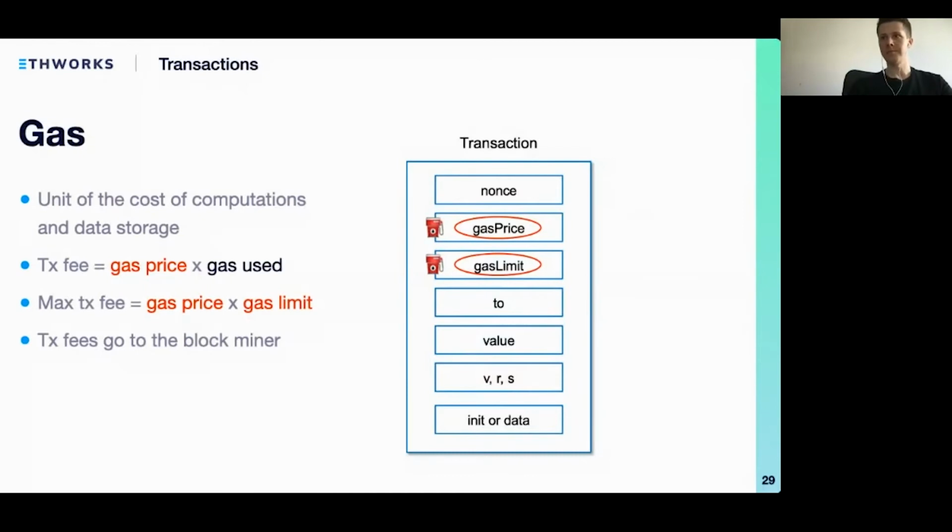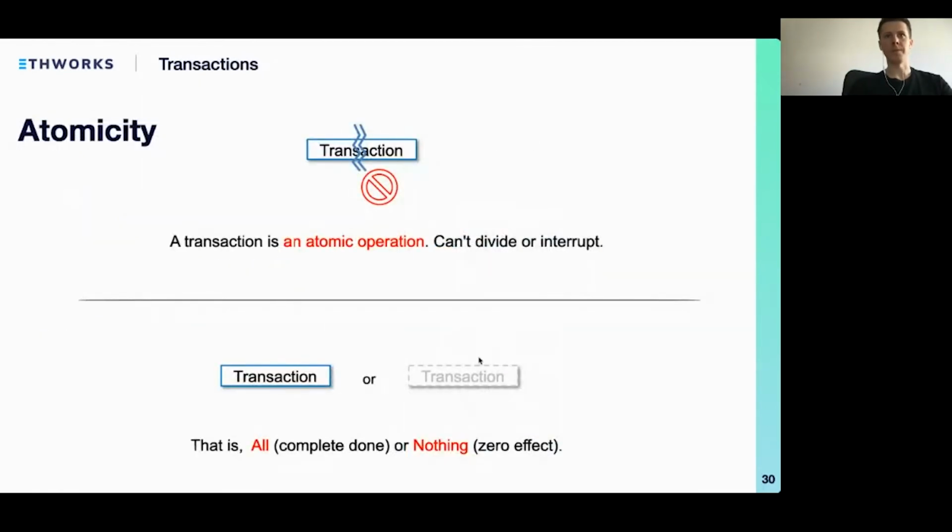Every transaction in blockchain is atomic. So let's say you have an error happening inside of a transaction. If some state change was made before that error, this state change will be reverted because a transaction is an atomic operation. It's either all complete or it's reverted and has no effect on the state.